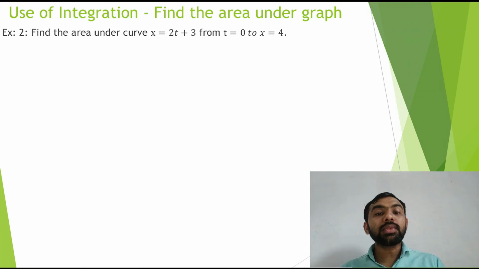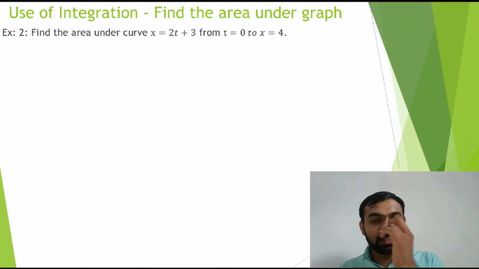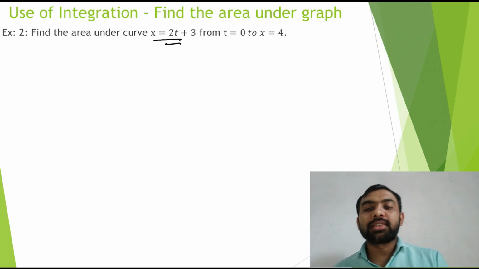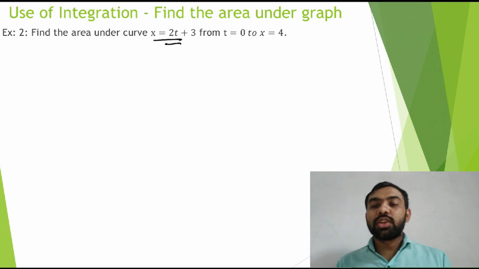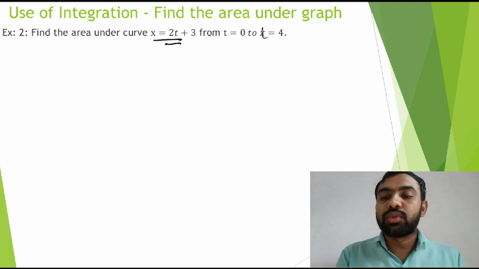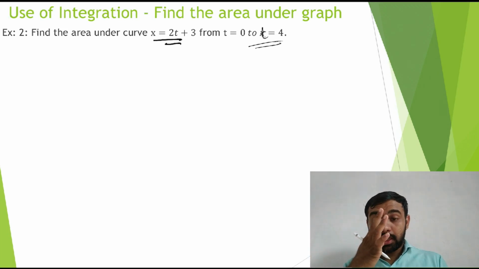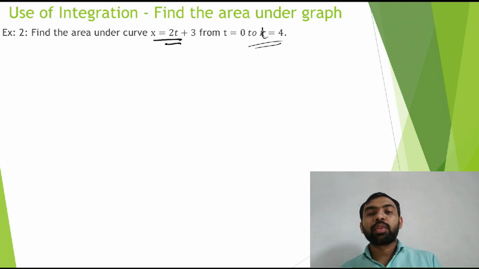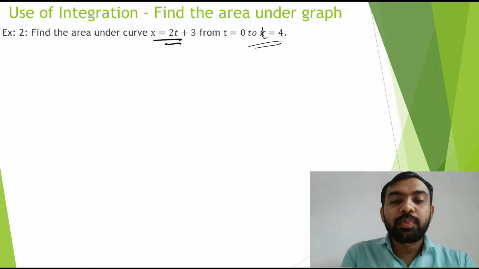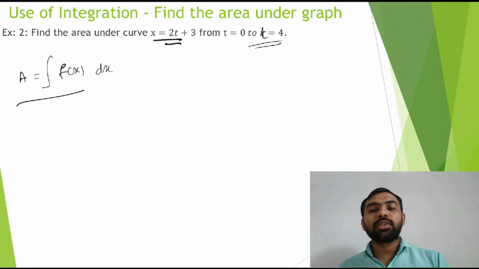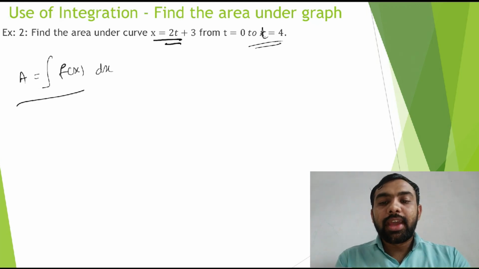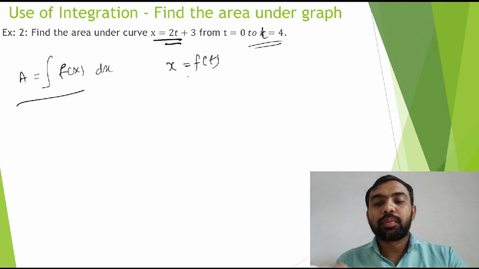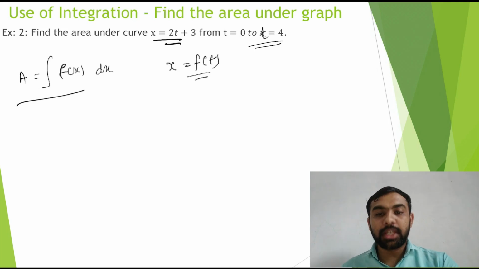Let's see the next one. Find the area under the curve x is equal to 2t plus 3, where t is changed 0 to, sorry, t is equal to 0 to 4. You just change it because of a printing mistake, t is equal to 0 to t is equal to 4. So again use the same rule, integration f of x dx is equal to area, ऐसा है कुछ, लेकिन यहाँ पे क्या है देखो, x is a function of t.